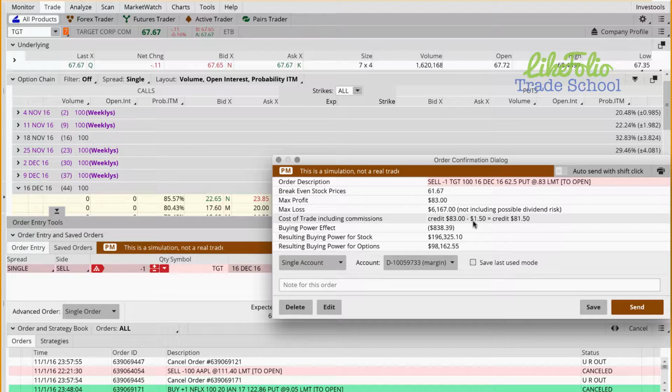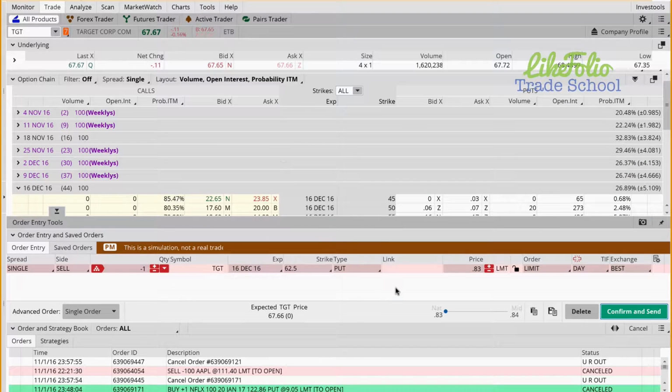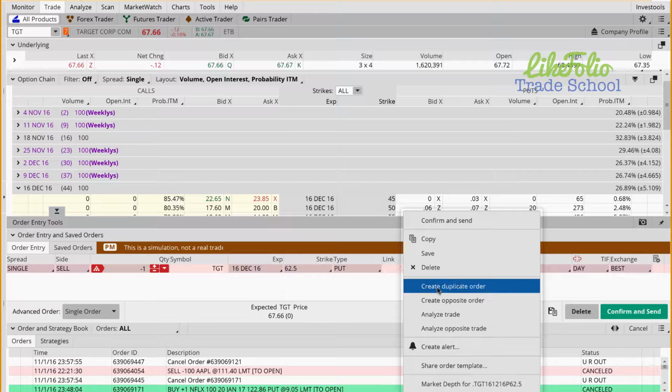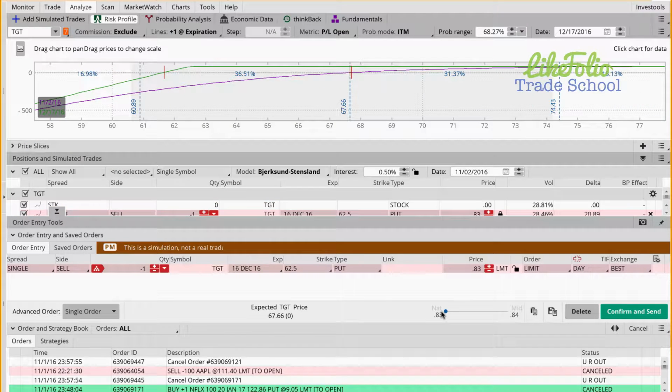Then it tells you your cost of commission, $1.50. So your overall credit on the trade is $81.50 when you factor in the commission. It gives you your buying power effect and some other information that's good to review. Let's close that out. Go back here to the order entry screen, right click, analyze trade.